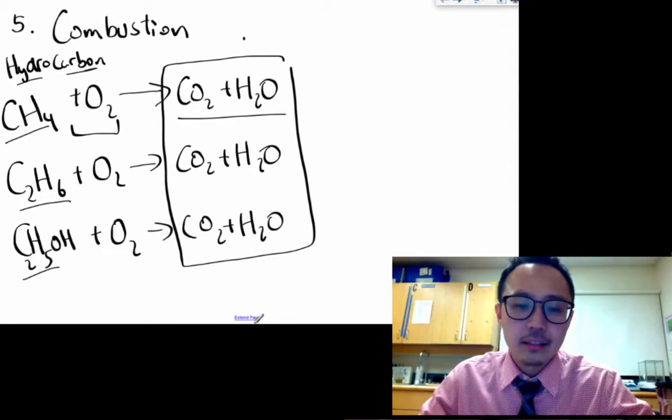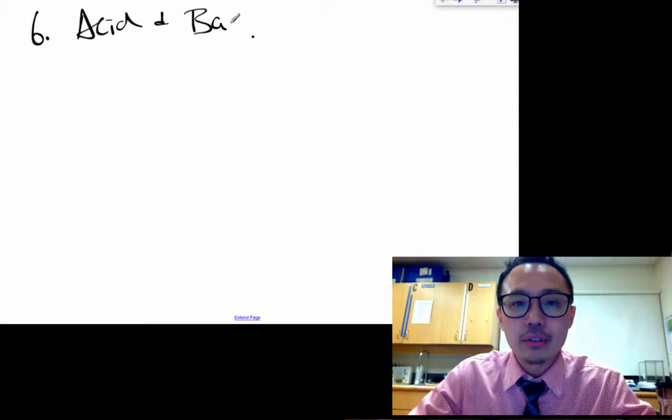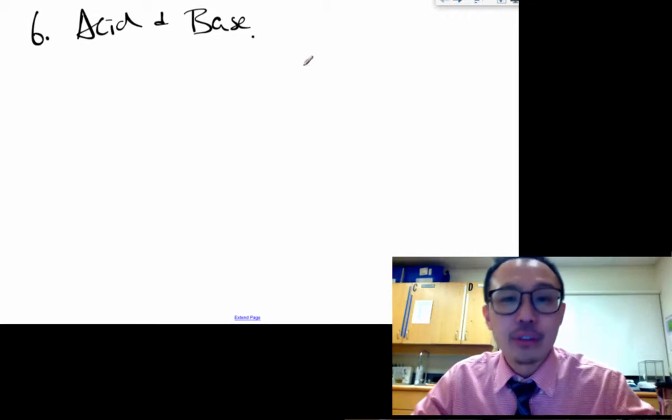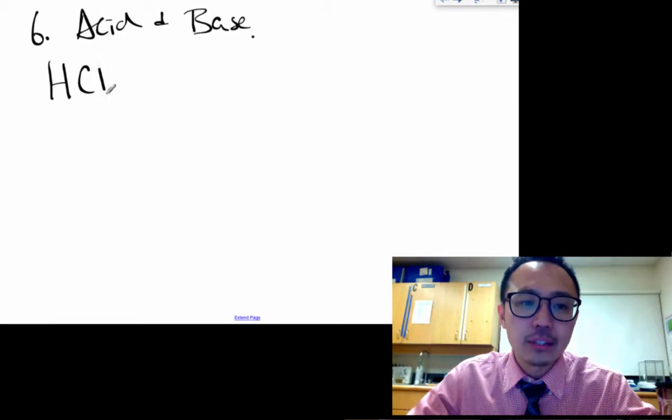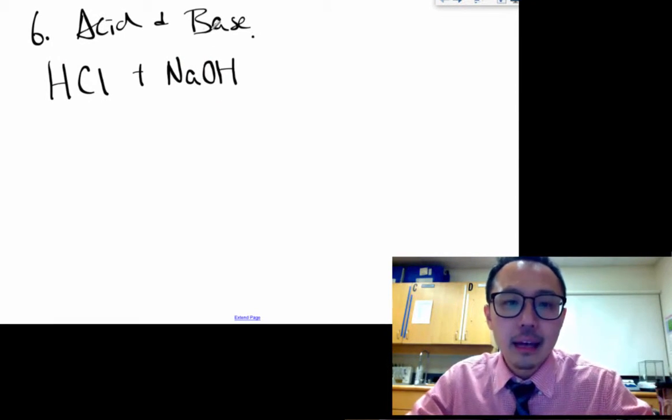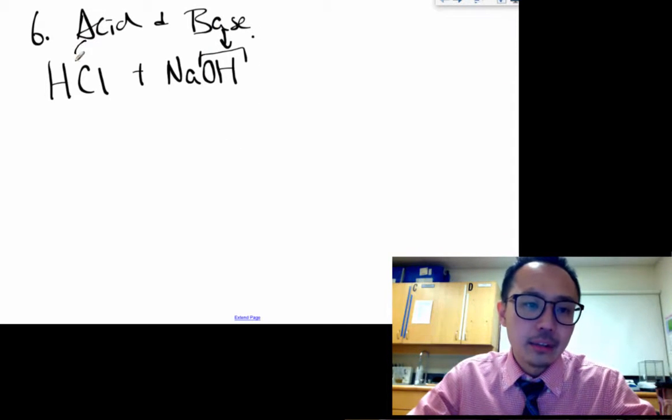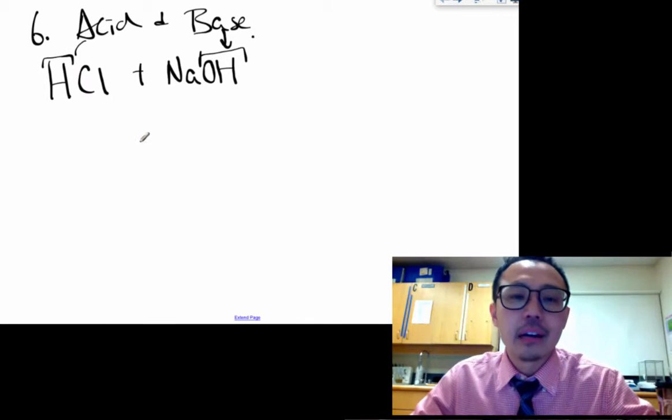Number 6 is your acid and base. This is an acid and base reaction. So when you mix acid and base, you're going to neutralize. One very easy example is the acid HCl plus NaOH. How you notice this is that in a base you will always have a hydroxide, and in an acid you will always have just a single hydrogen.